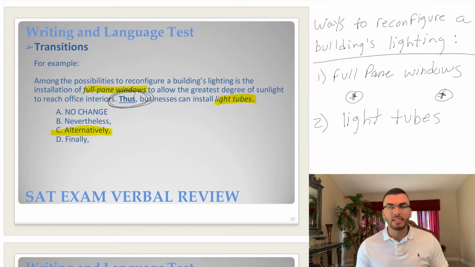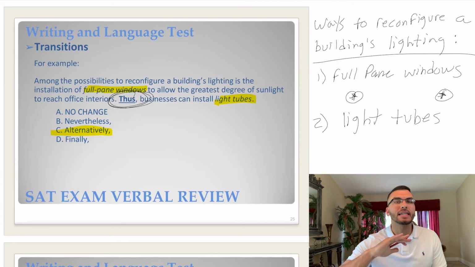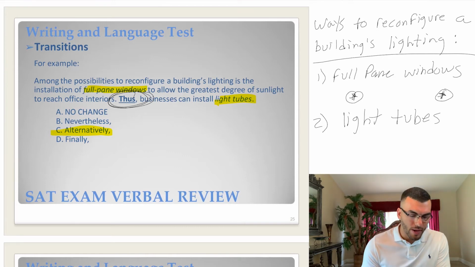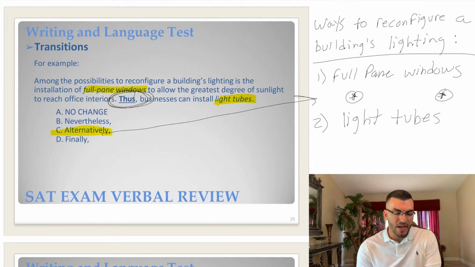Words like thus is like as a result of something. And nevertheless is a complete change of direction, which you could say we're changing direction, I guess, from light tubes to full pane windows, but that's not the best way to transition from full pane windows to light tubes. Alternatively is like an additional example, another example of a way to reconfigure a building's lighting besides full pane windows. Alternatively, that would be the best fit there.